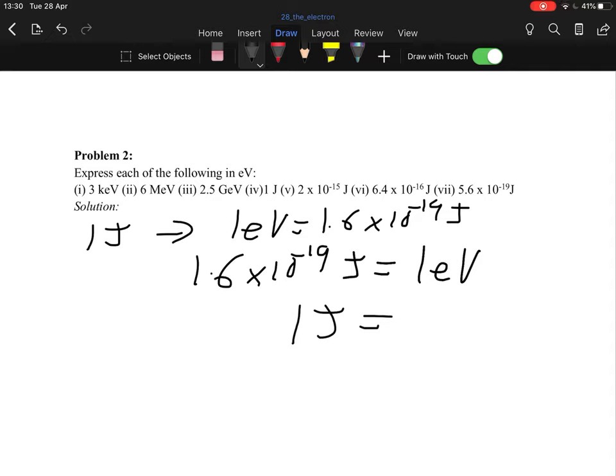So if I asked you, what does 1 joule equal? What are you going to tell me? How are you going to figure that out? So we know 1 electron volt is 1.6 by 10 to the minus 19 joules. So 1 joule equals 1 divided by 1.6 by 10 to the minus 19. Not joules, apologies, that should be electron volts there.